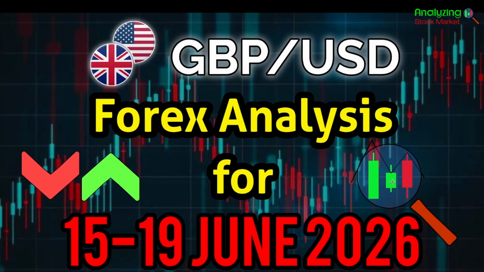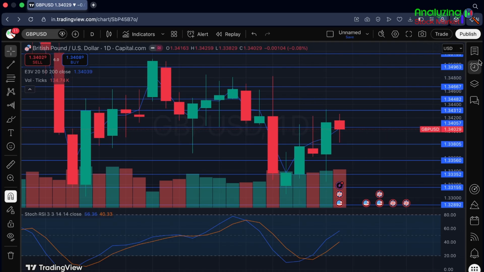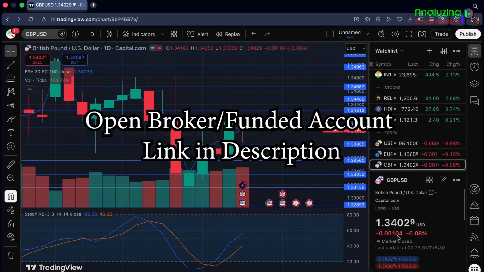So today I'll be talking about the GBP USD pair and we'll do the Forex analysis for 15th to 19th June 2026. So let's go straight to our chart. First, let's see what happened in GBP USD on Friday. As you can see, on Friday there was a 0.08% negative move, and 1.34029 was the closing on Friday.